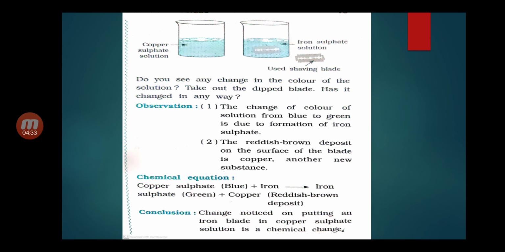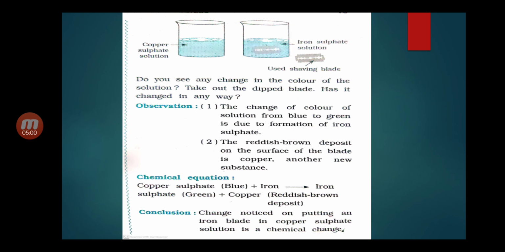Do you see any change in the color of the solution? Take out the dipped blade. Has it changed in any way? Observation. The change of color of solution from blue to green is due to formation of iron sulfate. The reddish brown deposit on the surface of the blade is copper, another new substance.